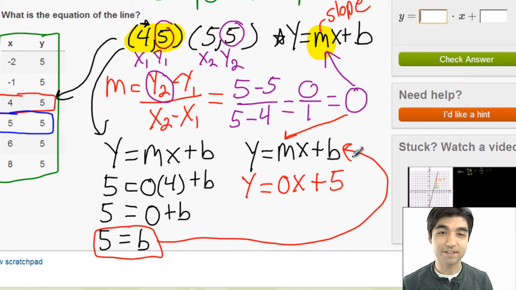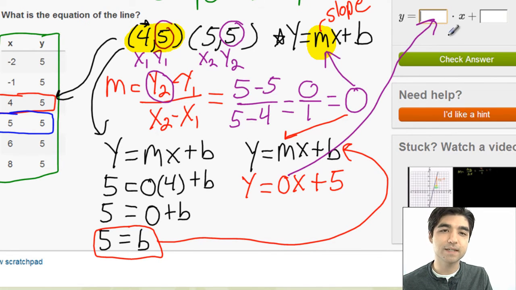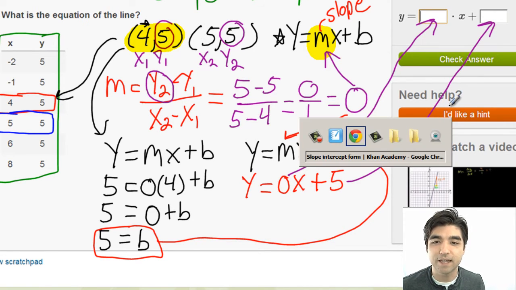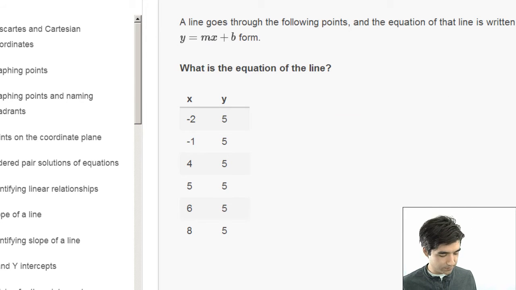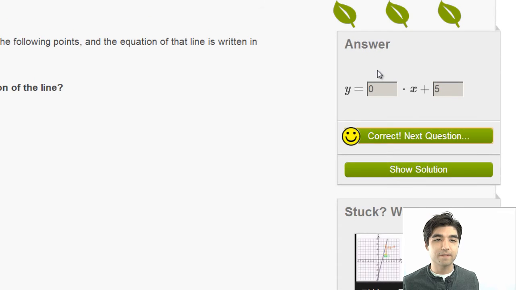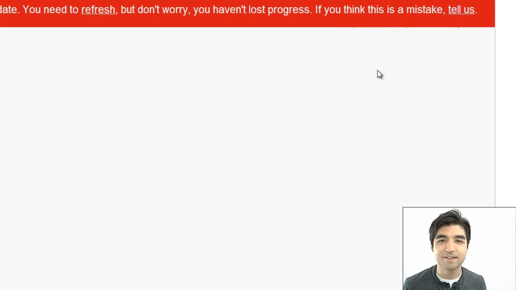Now how you answer this on Khan Academy is that you have to take these different values. So you got to put the 0 up into this spot, so 0x, and then you got to take the 5 and put it into this slot, which is the plus b. So let me put it into Khan Academy. So we put the 0 here, and then the 5 here. Yes, and we got it. Uh-oh, I got some really crazy error, but anyways.